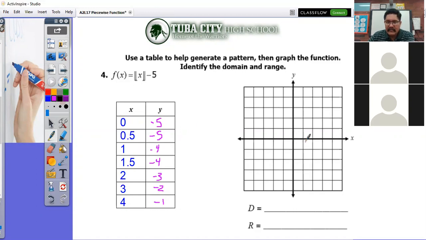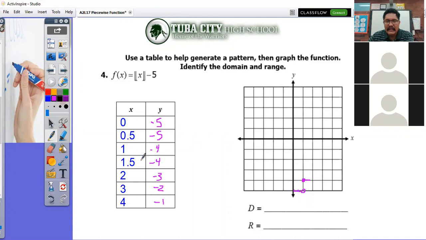So at x is 0, that would be minus 5, so that'd be way down here. And at 0.5, it's still negative 5. And this is true from 0 to 0.99. And we have an open end on this side because now we've reached the next integer, so it should be right here. Let's test that out. There's the x-axis, go over 1, down 4. And that's exactly where the ordered pair for the next one starts. Over 1, down 4.